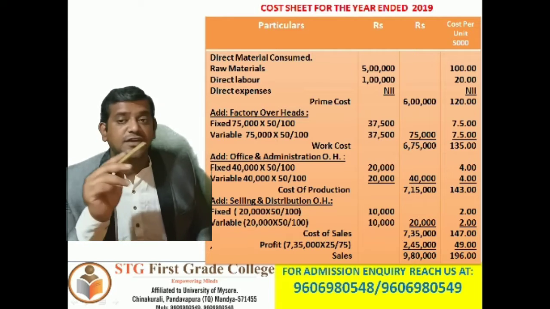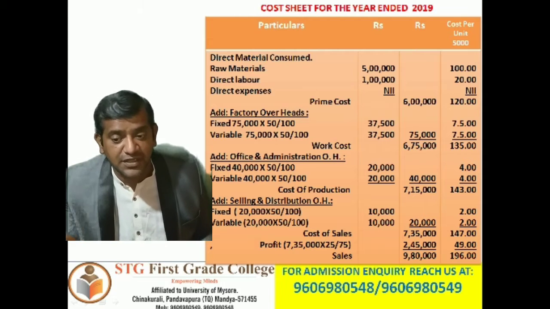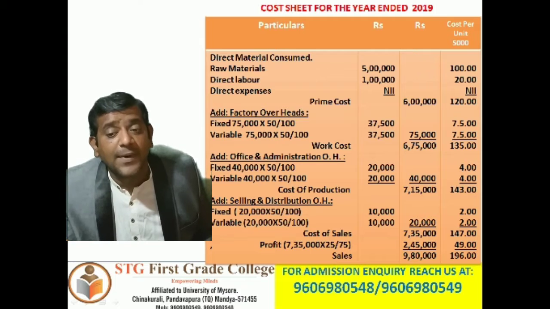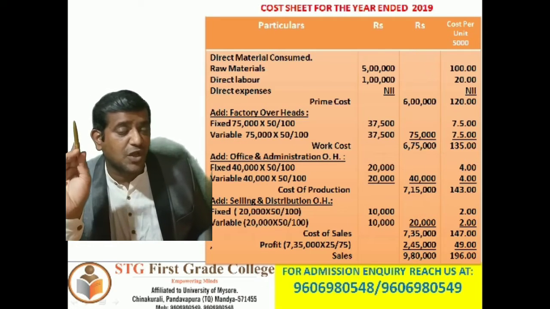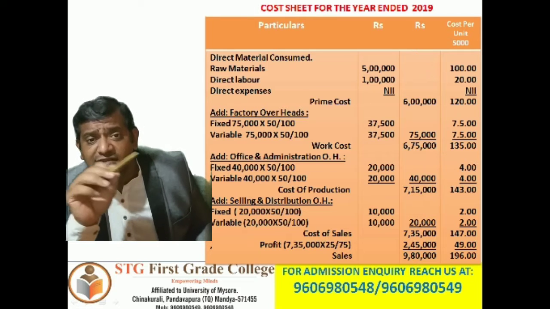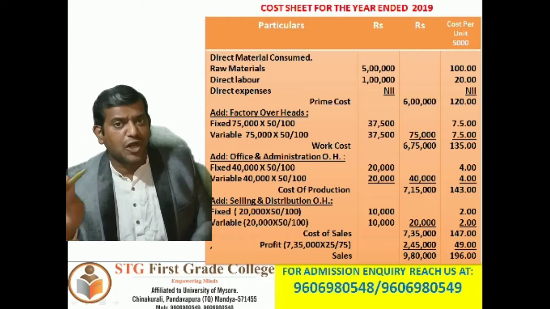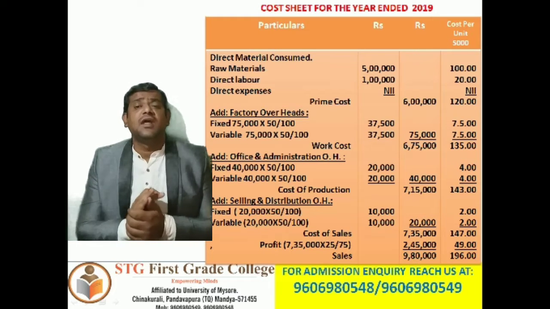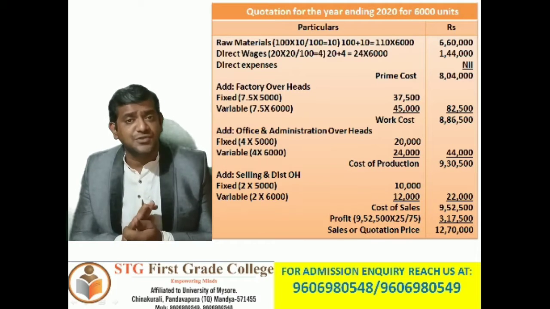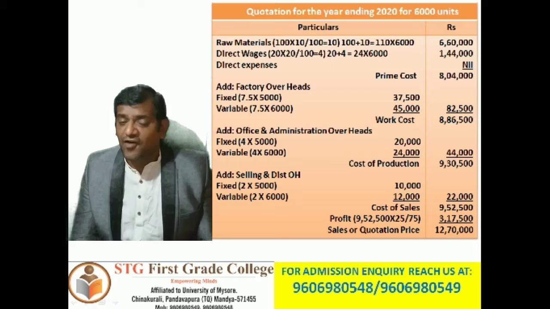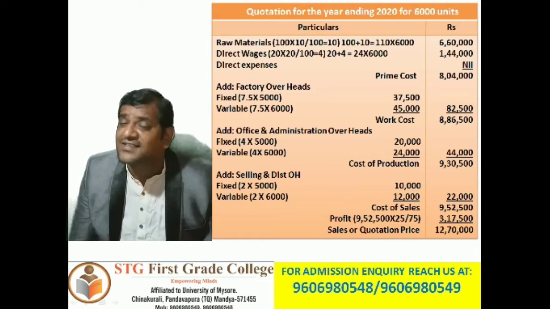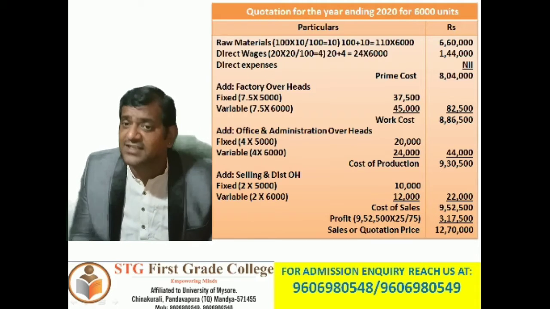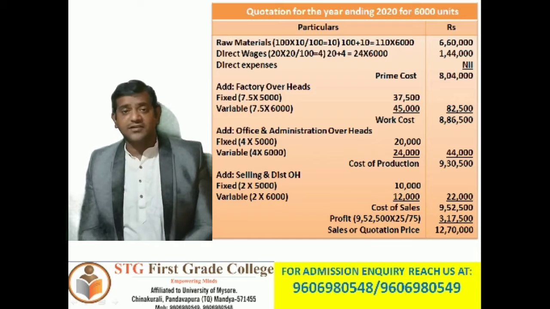So 9,80,000 divided by 5,000, cost per unit is 196 rupees. 196 rupees cost per unit sales. Clear? So this is what, with the given information, we are done with the cost sheet. Okay. So now let us move further on the preparation of quotation for the year ending 2020, for how many units of production? 6,000. Clear? So you should clearly mention quotation for the year ending 2020, for 6,000 units.